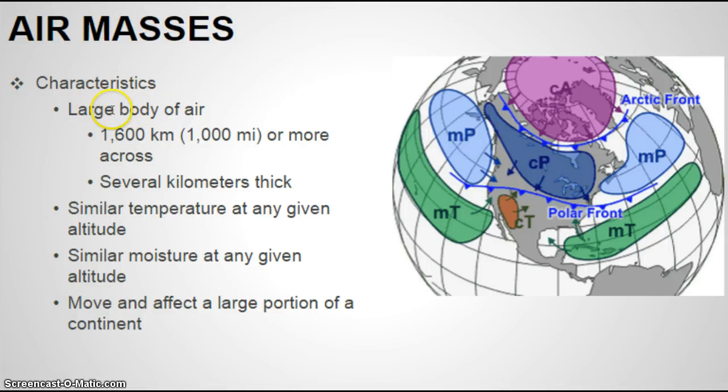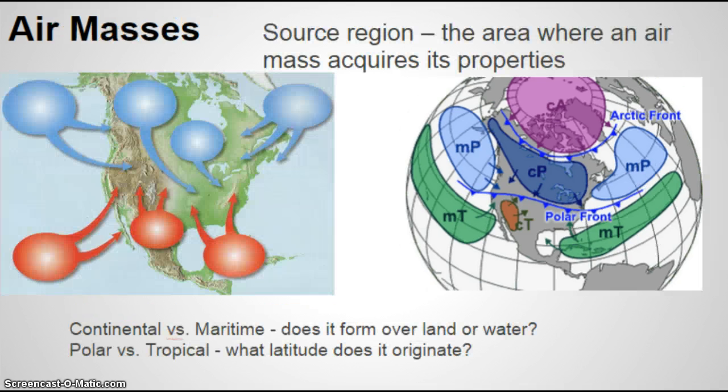Air masses are just large bodies of air, roughly 1,600 kilometers, or about 1,000 miles or more across. They're several kilometers thick. They have similar temperature at any given altitude, and they have similar moisture at any given altitude. In other words, their conditions at like altitudes or elevations are homogeneous. And these move and affect large portions of our continent.